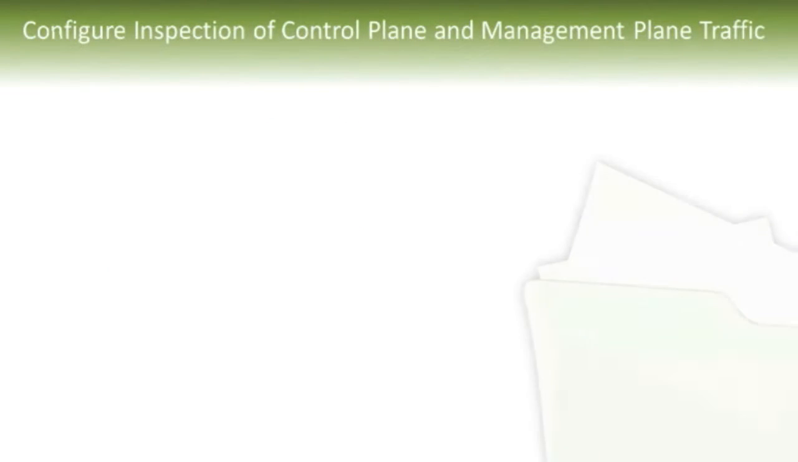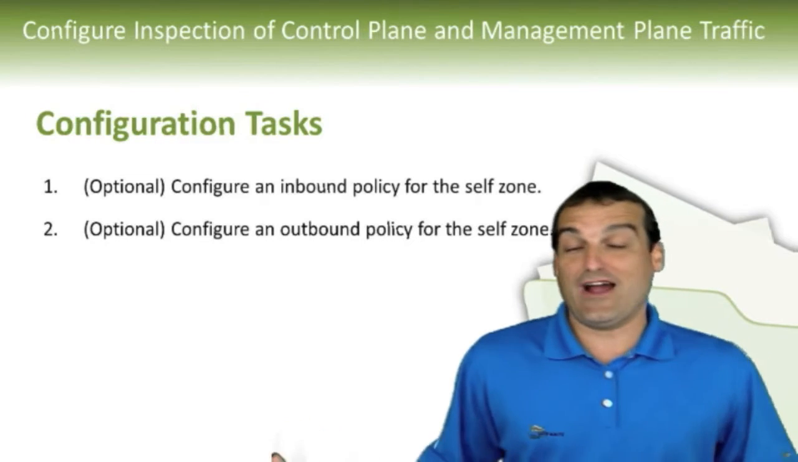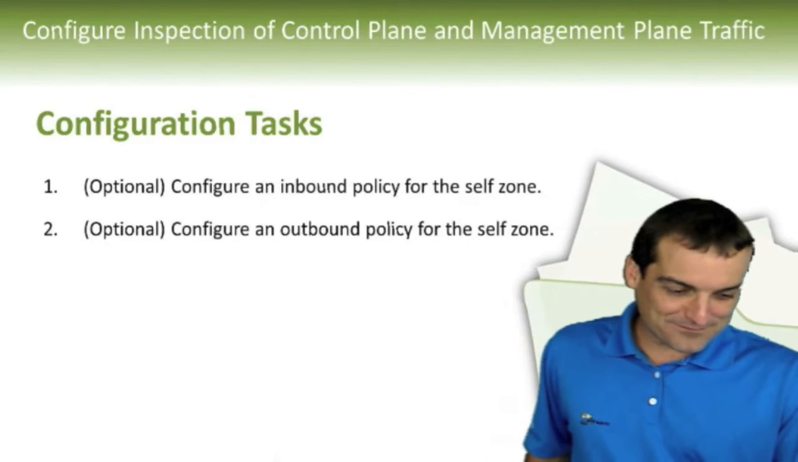So it's no surprise here that our configuration tasks when we're dealing with control plane and management plane traffic are really going to deal with configuring inbound policies for the SelfZone and configuring outbound policies for the SelfZone. And notice these are completely optional configuration steps, aren't they? Because we don't have to do any of this, do we? No. In fact, I suppose we could say that the entire zone-based firewall is optional too, isn't it?